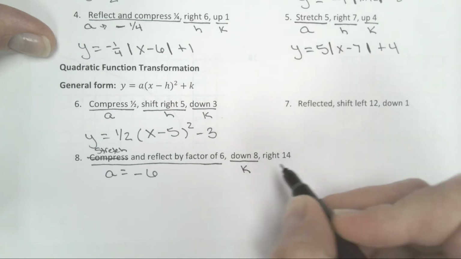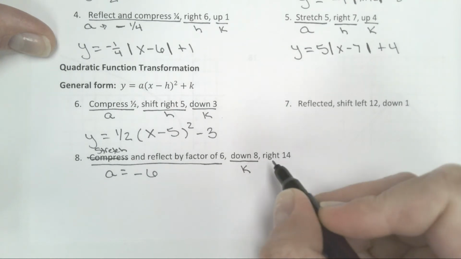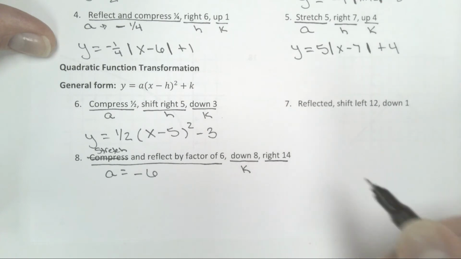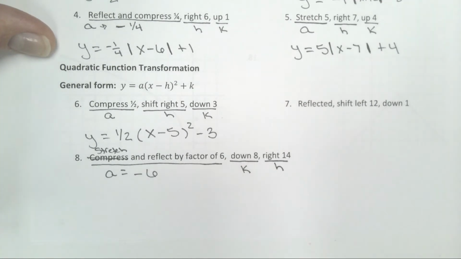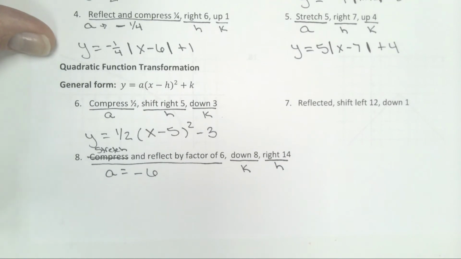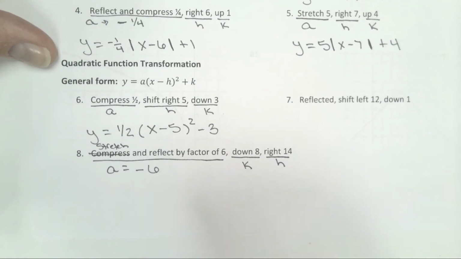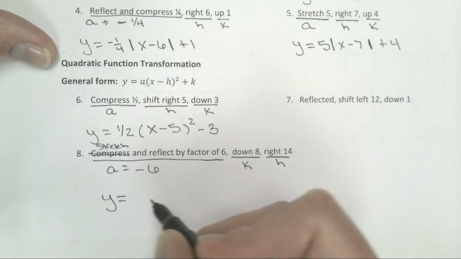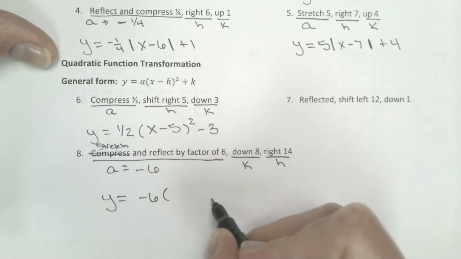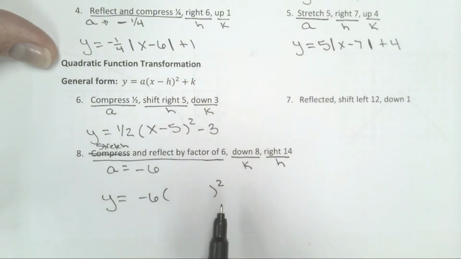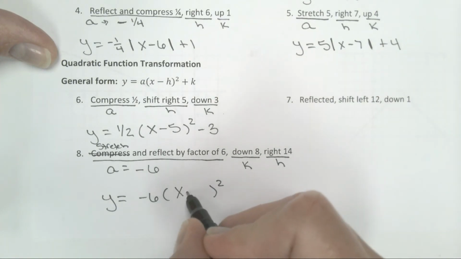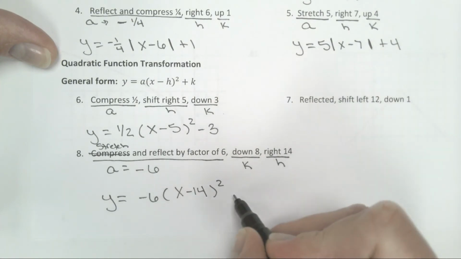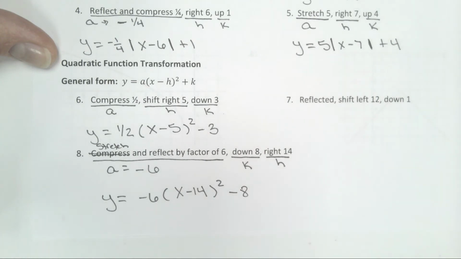Okay, so I switched the order, so that's a K. You can't just assume that it goes A, H, K every time. And then right is associated with your H. So this one, we switched the order. So I have negative 6, something squared. Right 14 means x minus 14. And down 8 means minus 8.